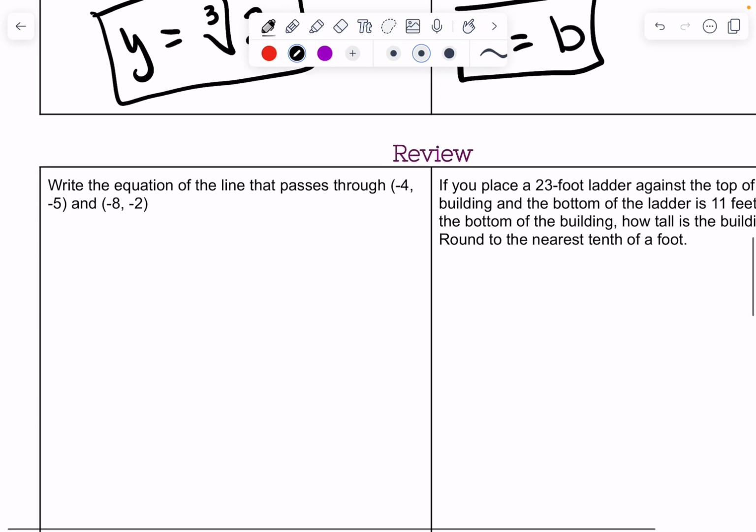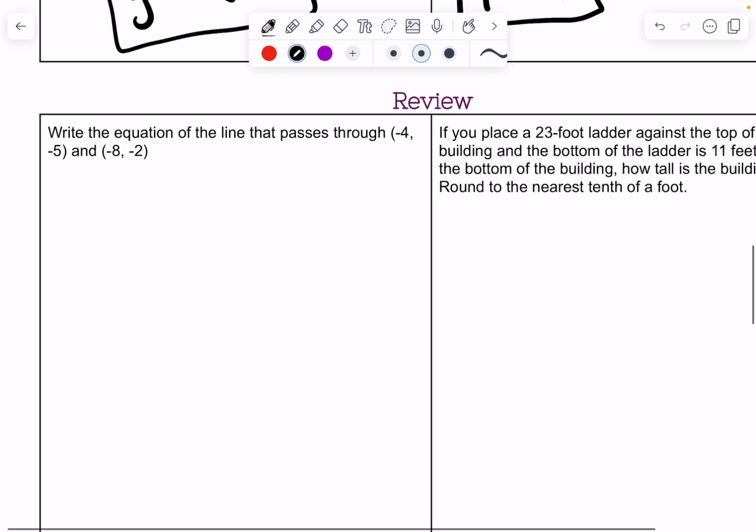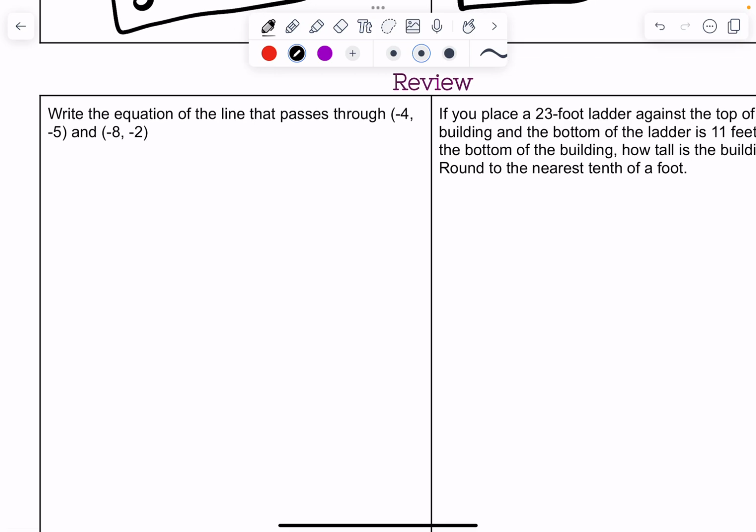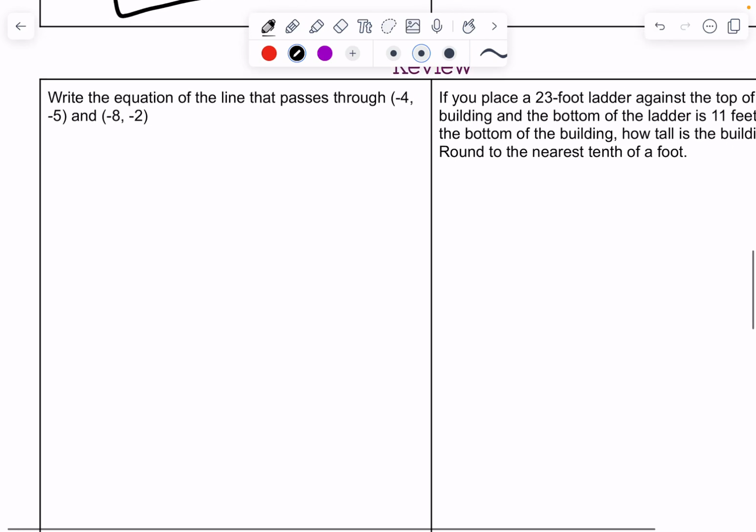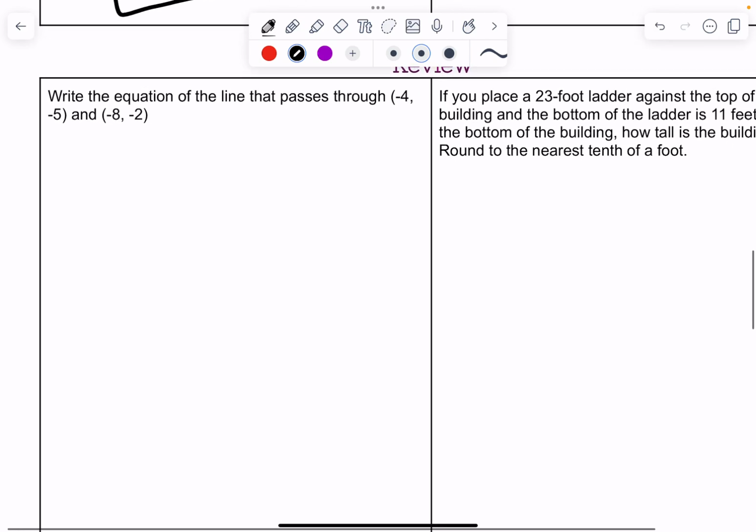Now we have a couple of review problems. This one asks us to write the equation of the line that passes through these 2 points. Again, I highly recommend you pause this and try it on your own, but I'm going to do it as well. First thing I want to know is what is the slope of this? So we're going to do change in y, y2 minus y1, over change in x, x2 minus x1, and that's going to equal my slope.